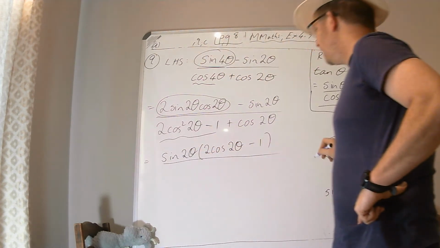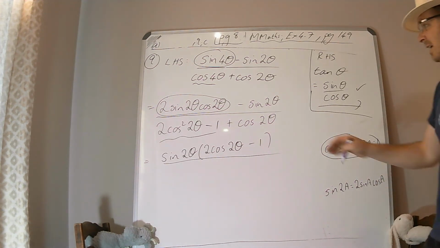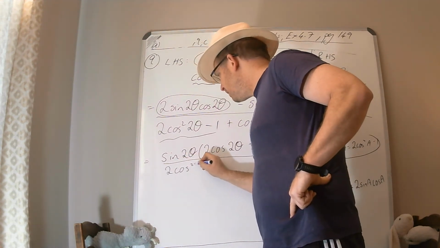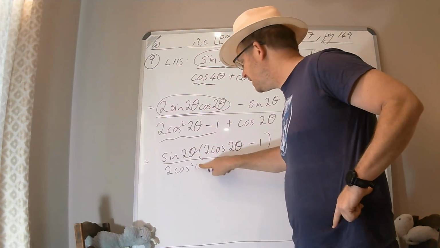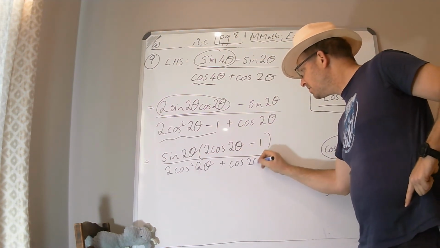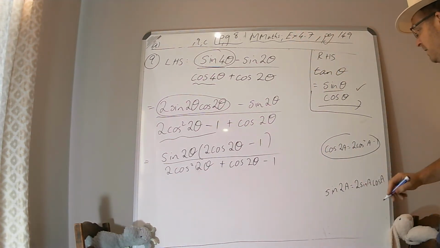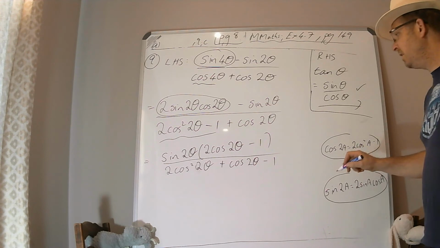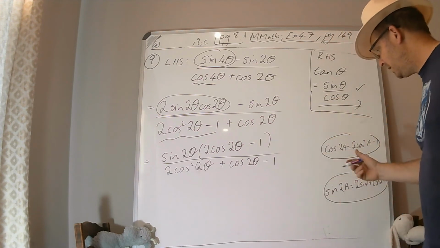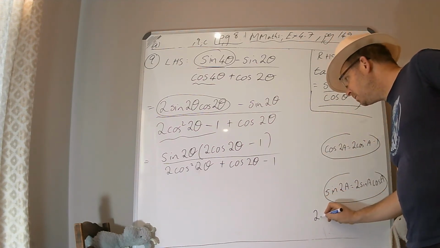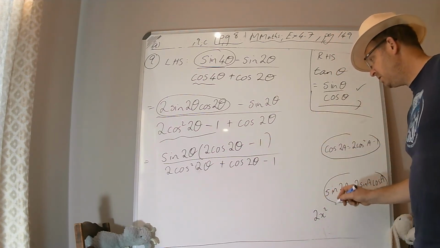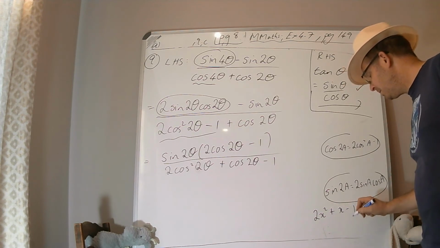Now I've got to factorize that. It might become more apparent if you rearrange it as 2 cos squared 2 theta plus cos 2 theta minus 1, and hopefully that gives you an idea that we're working with a trinomial. And if you can't see how to factorize that, let cos 2 theta be equal to x. So the pattern would be 2x squared, because it's 2 cos squared 2 theta, I'm letting cos 2 theta be x, plus x minus 1.